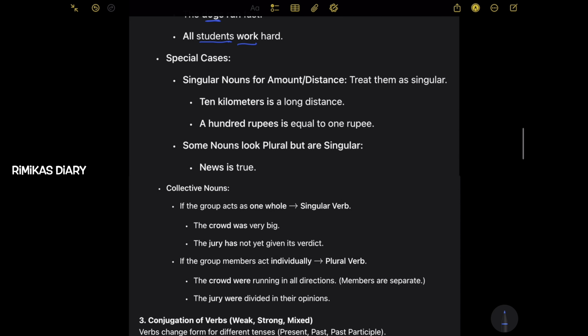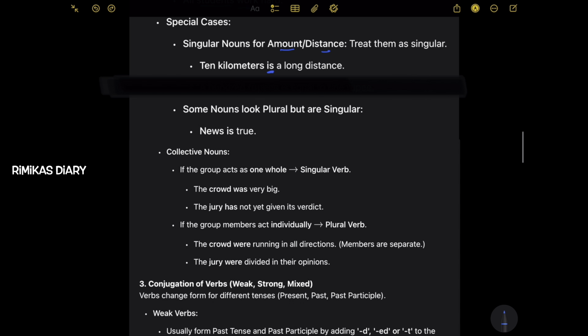Special cases. Singular nouns for amount, distance, treat them as singular. So when you're talking about amount, distance, treat them as singular. So for example, 10 kilometers is a long distance. Here, you have to treat 10 kilometers as a singular noun, so you should add a singular verb, which is. Next, some nouns look plural but are singular. For example, news is true.